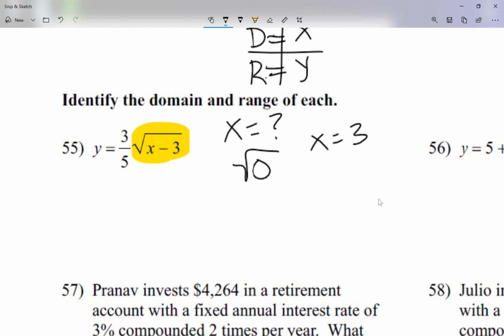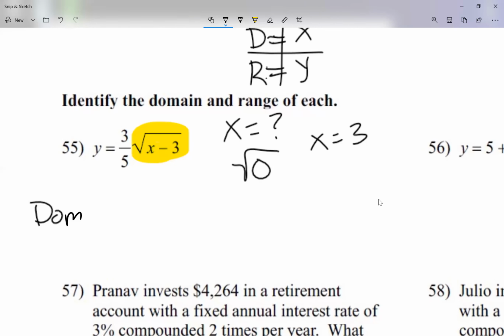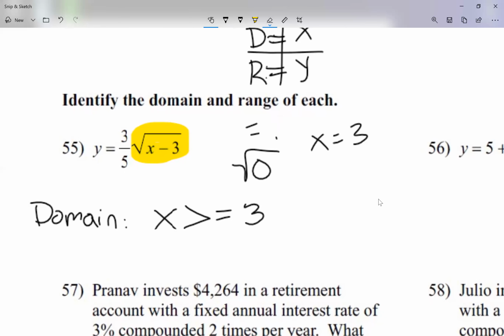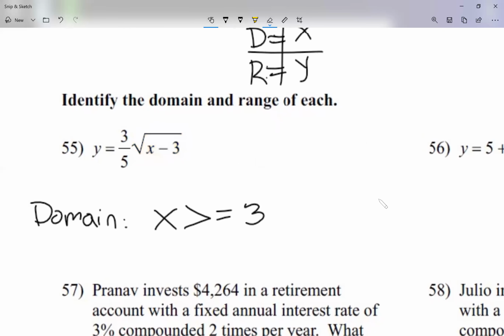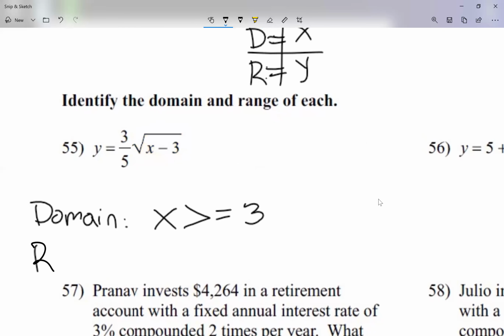So I'm going to say, if I have to find out what's my domain, X has to be greater than or equal to 3, right? What are the possible values of X? So it has to be greater than or equal to 3. Now my range are the possible values of Y. So range are my possible values of Y.